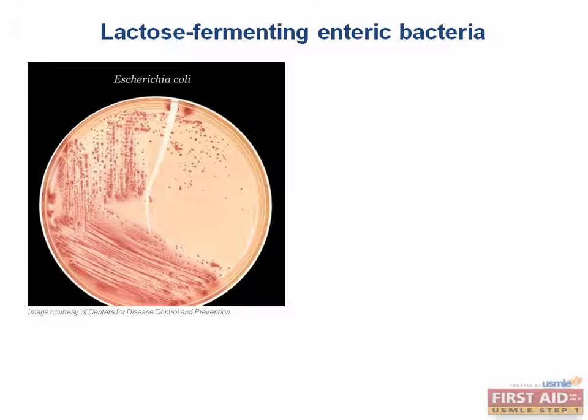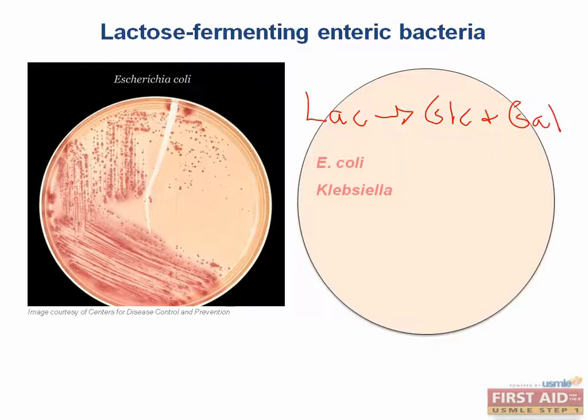MacConkey agar will be helpful to you in distinguishing the different gram-negative rods. This medium tells you whether your organism is a lactose fermenter or not. Those that use lactose as a nutrient source will contain beta-galactosidase to break down lactose into glucose plus galactose. So here's our plate of MacConkey agar. I would focus on knowing that E. coli and Klebsiella are lactose fermenters, therefore appearing as pink colonies. Lactose non-fermenters, such as Pseudomonas and Salmonella, will appear white on MacConkey agar.